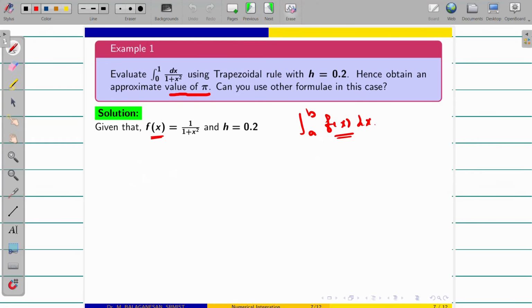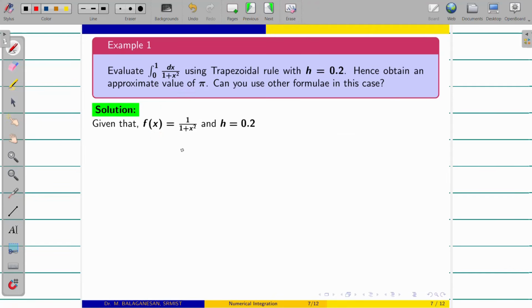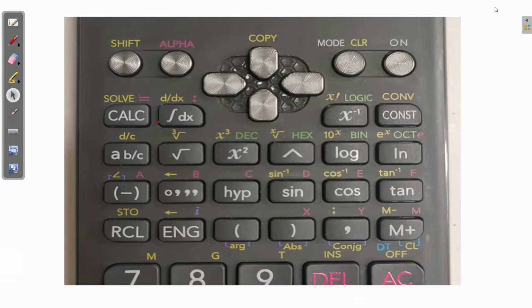Just listen. What is the question that I have given here? Integral 0 to 1, 1 upon 1 plus x square into dx. So take your calculator. There will be an integral symbol like this. Shall I show you? Yeah, it's here. Look at that. This will be the integral symbol.